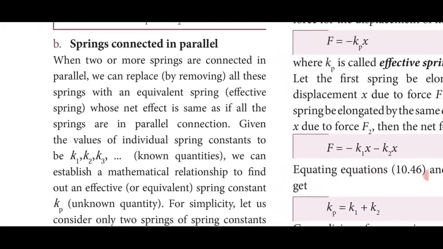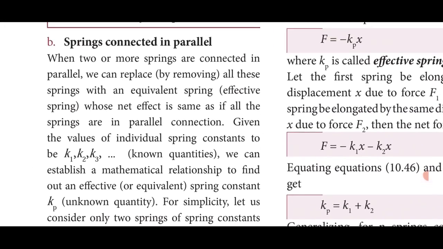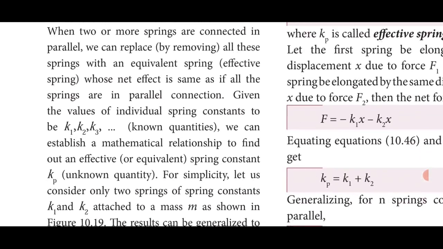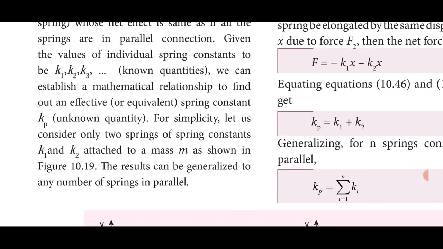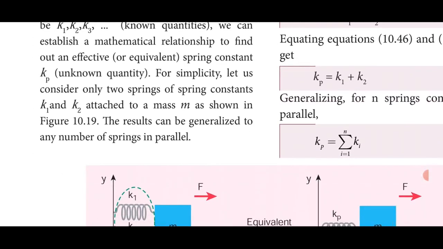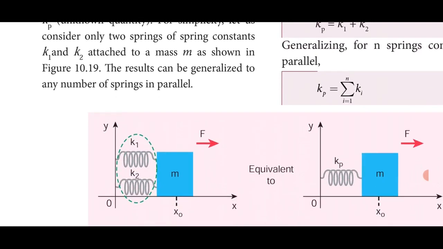Now we are going to discuss springs connected in parallel. When two or more springs are connected in parallel, we can replace all these springs with an equivalent spring. That means the net effect is the same for springs connected in parallel. Given the individual spring constants k1, k2, k3, we can establish a mathematical relation with the effective spring constant Kp. For simplicity, let us take two springs of spring constants k1 and k2 connected to the mass m.